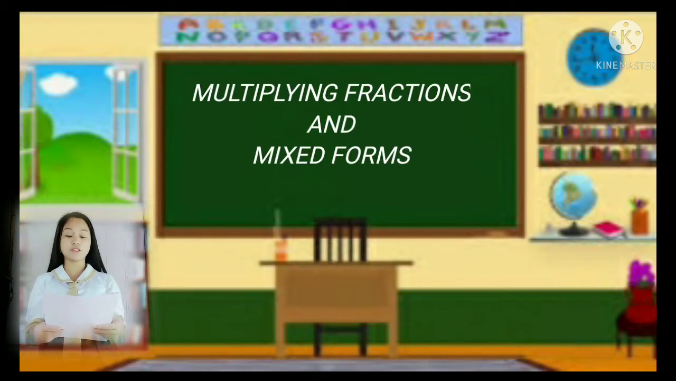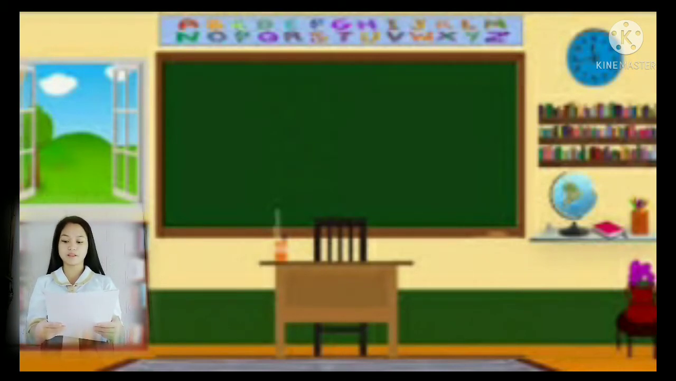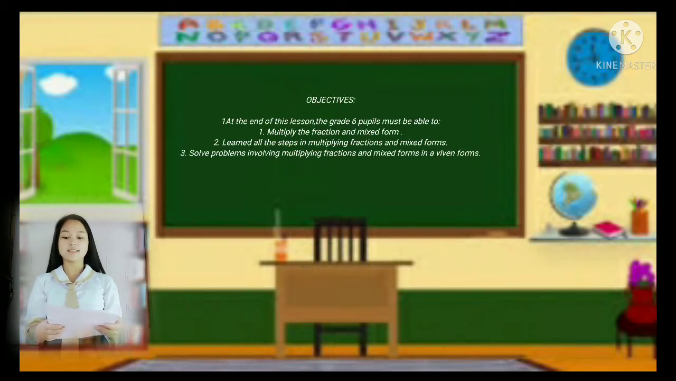So our discussion for today is all about multiplying fractions and mixed forms. Here are our objectives. At the end of this lesson, the grade 6 pupils must be able to: number 1, multiply fractions and mixed forms. Number 2, learn all the steps in multiplying fractions and mixed forms. Number 3, solve problems involving multiplying fractions and mixed forms.